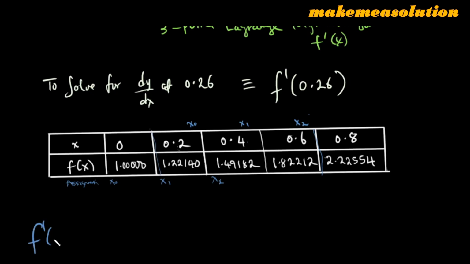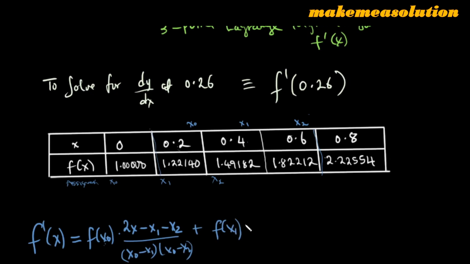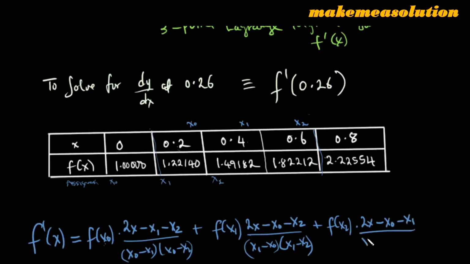So we know that our f prime of x, the polynomial, is given to us as f of x naught. You can build the polynomial by yourself. Then you now have 2x minus every point apart from x naught, which is x1 and x2, all over x naught minus x1, x naught minus x2, then plus f of x1. Then I'll have 2x, subtract every point apart from x1, which is what? X naught and x2. Then you have x1 minus x naught, x1 minus x2, then plus f of x2, and you now have 2x, subtract every point apart from x2, which is x naught and x1, and you now have x2 minus x naught and x2 minus what? X1.